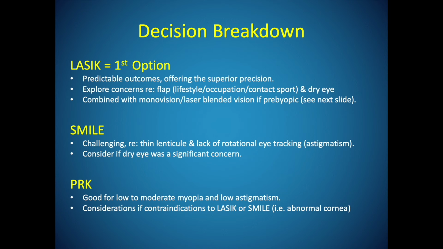SMILE in this patient is more challenging given the thin lenticule needed to be dissected and the lack of rotational tracking, which is important given the astigmatism present. In experienced hands, this could be the preferred option if dry eye was a significant concern. PRK is a good option for this prescription, but a fallback if contraindications are detected for LASIK or SMILE.